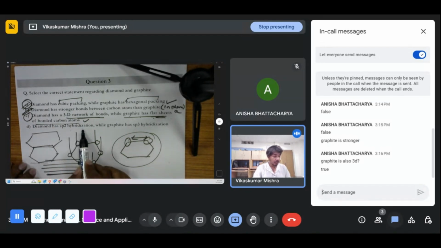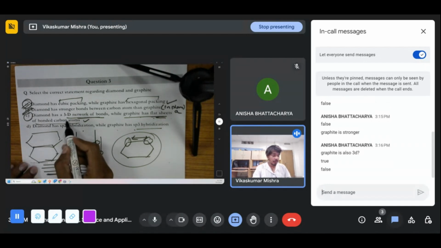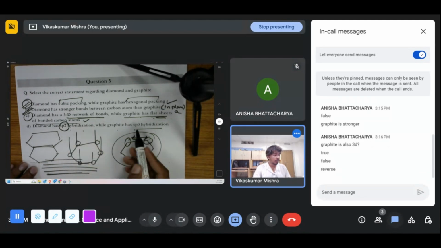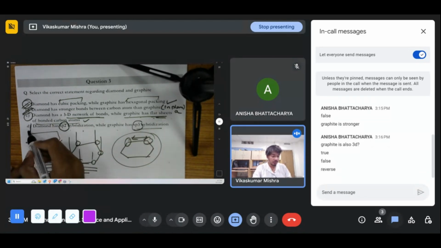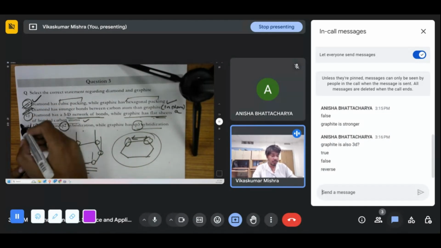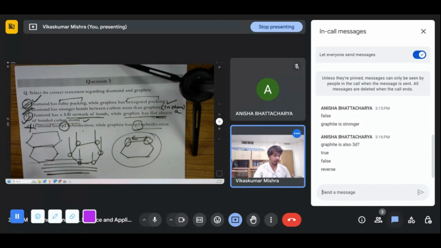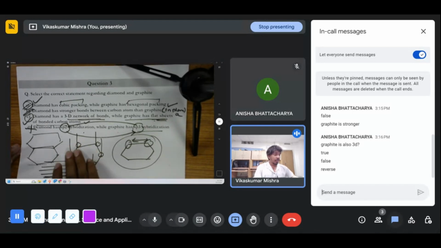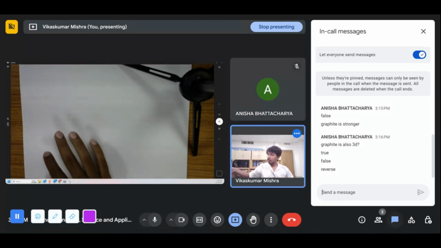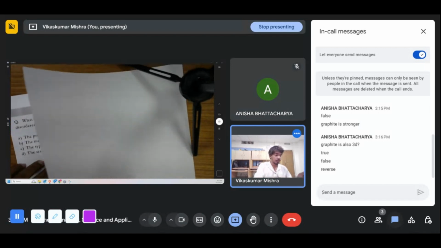Option D: Diamond has the sp2 hybridization while the graphite has the sp3 hybridization. So for option D, diamond is having the sp2 hybridization, so it is the incorrect one. Okay, so D is incorrect. So the only options we got are A and C. This one is having the sp3 and this one is having the sp2. That's right. So with that, question number 3 is done. Let's move to a few more questions.